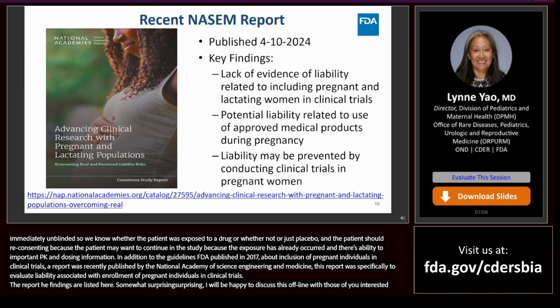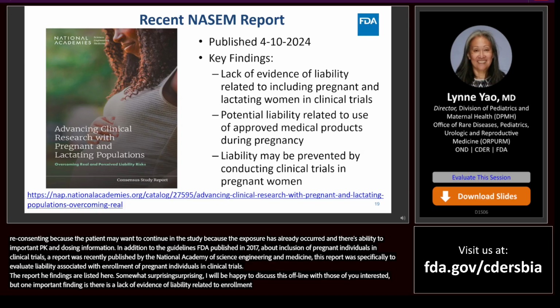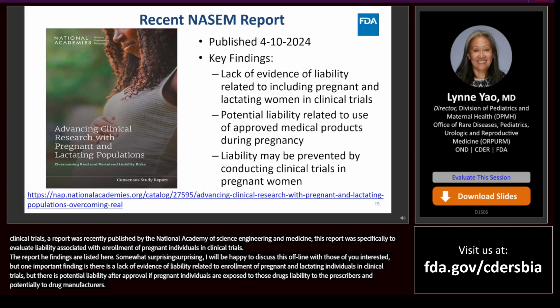But one important finding is that there's a lack of evidence of liability actually related to enrollment of pregnant and lactating individuals in clinical trials. But there is potential liability after approval if pregnant individuals are exposed to those drugs, liability to the prescribers and potentially to drug manufacturers. The report also concludes that liability could actually be prevented by including pregnant individuals in clinical trials. And I've given you the link to the report. It's quite a detailed report.